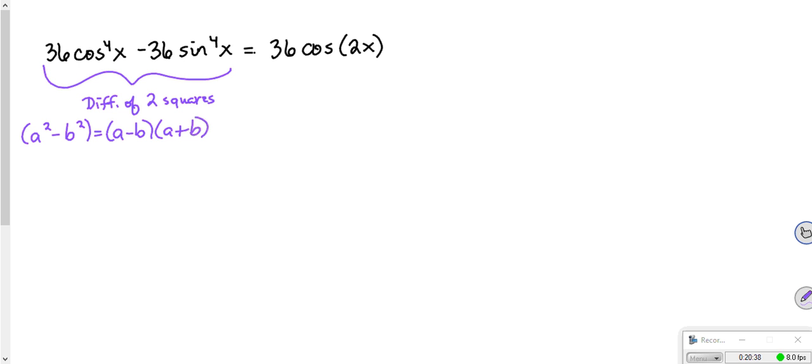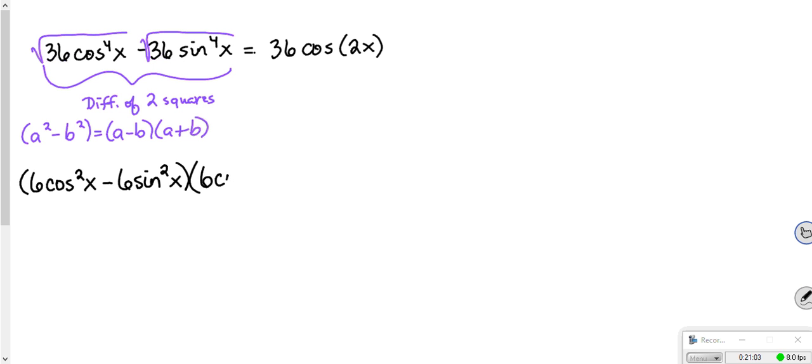My writing leaves a little to be desired there. So what I'm actually doing here is taking the square root of both sides, okay, to get my a and my b. So difference of two squares formula. This is going to leave me with 6 cosine squared x minus 6 sine squared x times 6 cosine squared x plus 6 sine squared x.